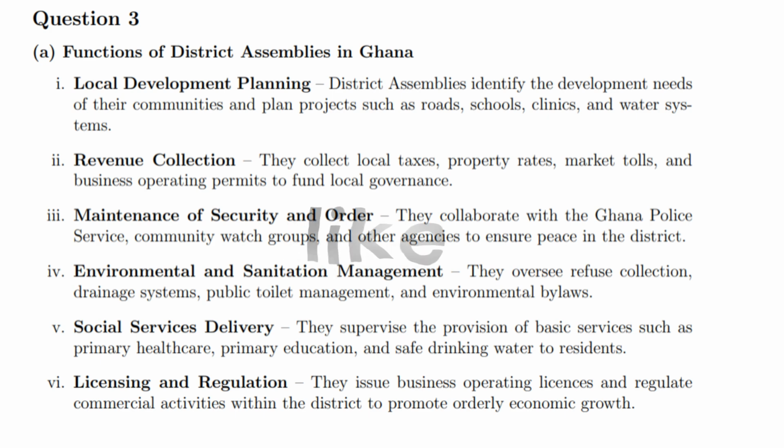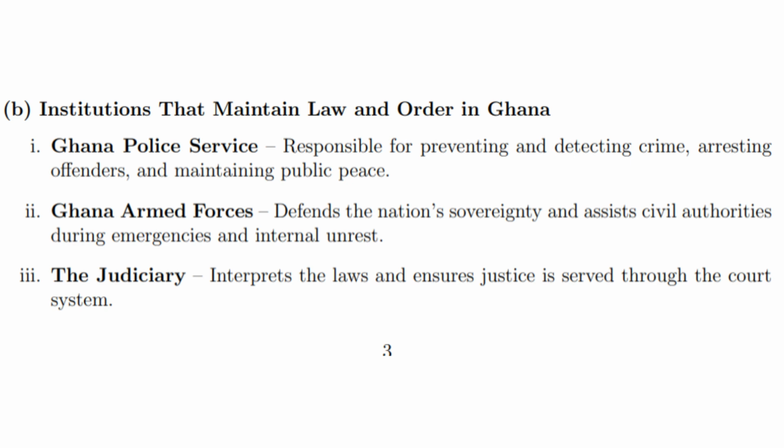regulation. And the institutions that maintain law and order in Ghana, we have the Ghana Police Service, the Ghana Armed Forces, the Judiciary, the Ghana Prison Service, the Ghana Immigration Service, and the Customs Division of the Ghana Revenue Authority.